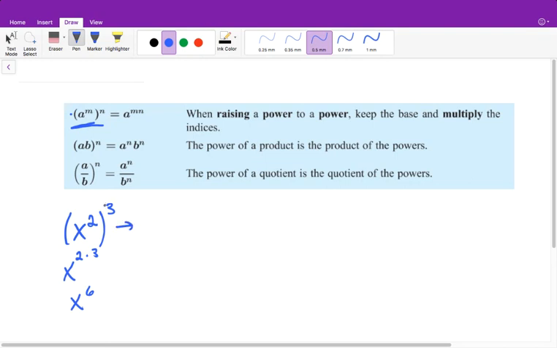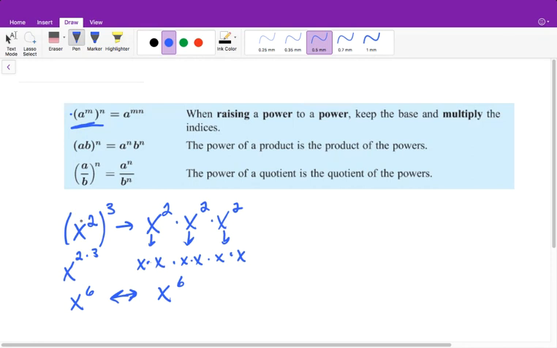This cubed is saying that we're multiplying x squared by itself 3 times. So this is the same as saying x squared times x squared times x squared. Now we can break down each x squared into x times x. And now we're multiplying 1, 2, 3, 4, 5, 6 x's together. So it's x to the 6. It's the exact same answer as if we did a power to a power, right?